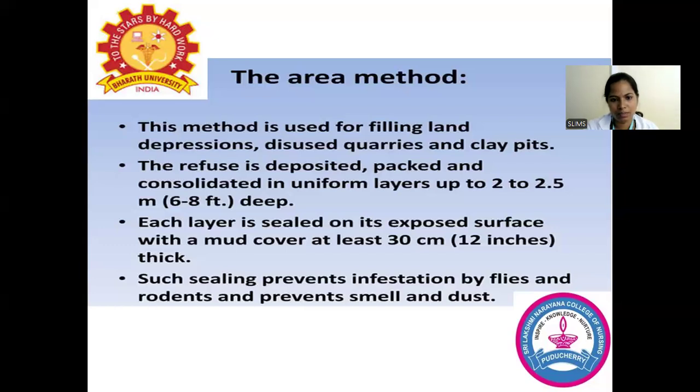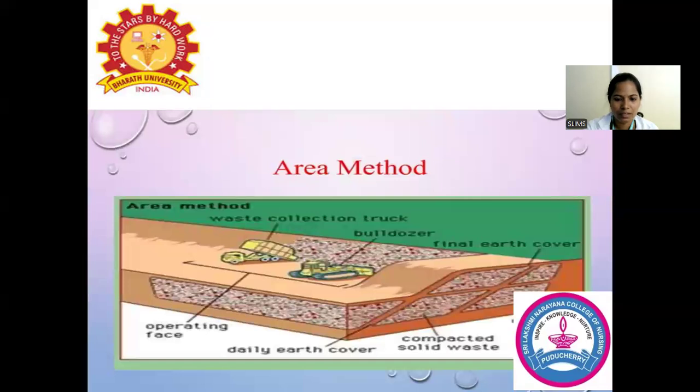So here what they will do, the refuse is deposited, packed in layers up to 2 to 2.5 meter deep, and over that they will cover with mud for at least 30 centimeter. So this covering of the mud will prevent the infestation of flies. So this is the example for area method.